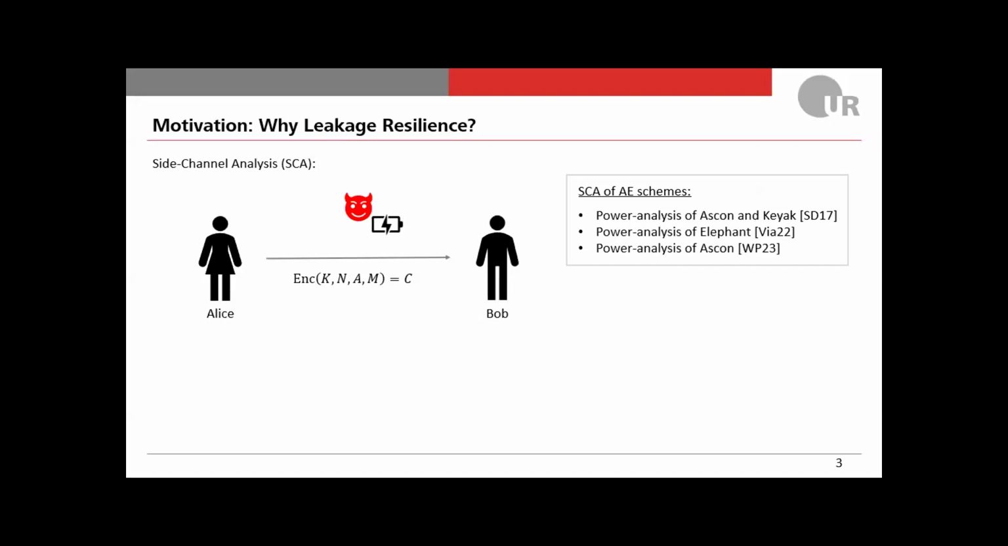Staying in this situation, let's assume that Alice and Bob are now using this AE scheme on some embedded devices like their smartphones. Then our adversary could also conduct a side channel analysis, for example, exploiting the power consumption of the devices to extract secret information about the key, or in the worst case, recover it completely. On the right, I list some papers that deploy such attacks against practical schemes, for example, ASCON. Of course, we do not want such attacks to be possible, and to formalize security against them, the notion of leakage resilient AE schemes was introduced.